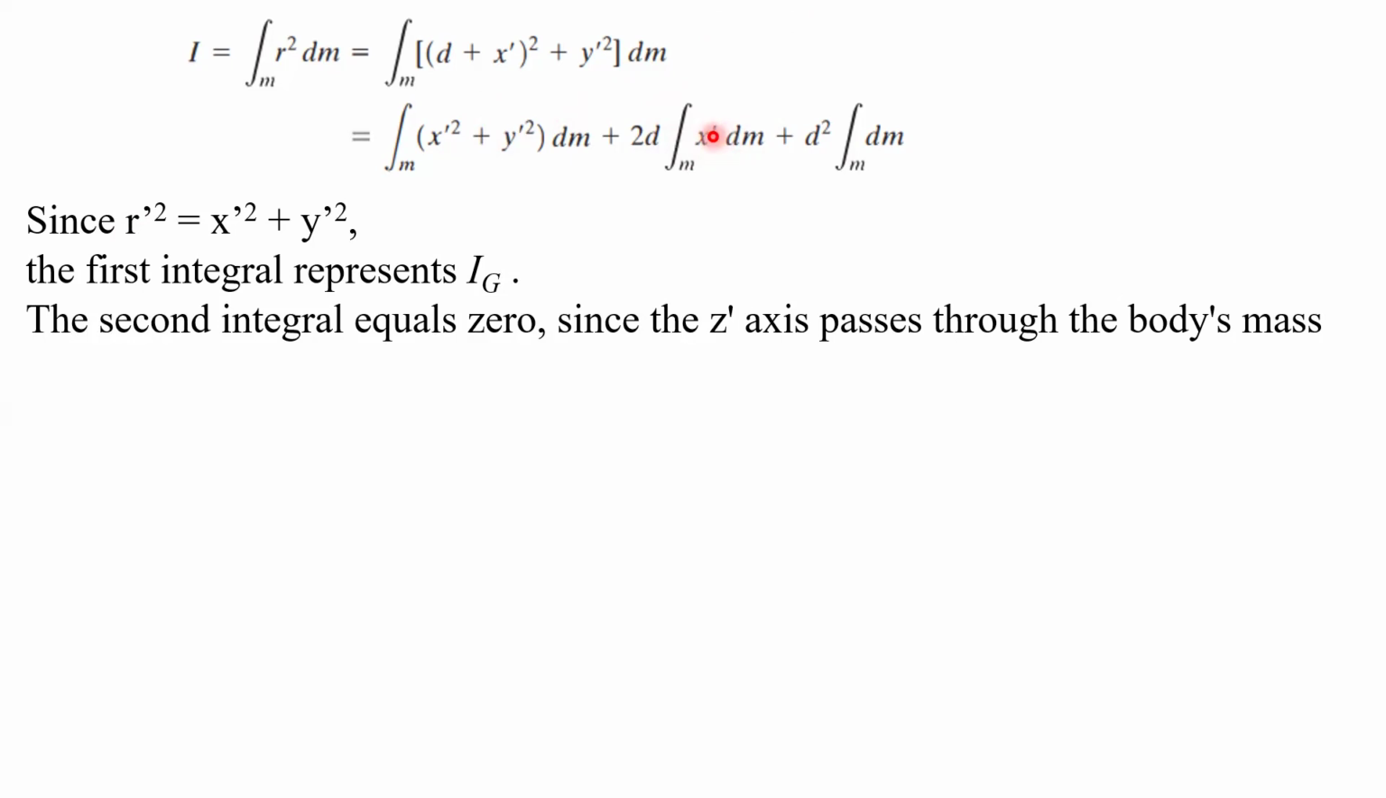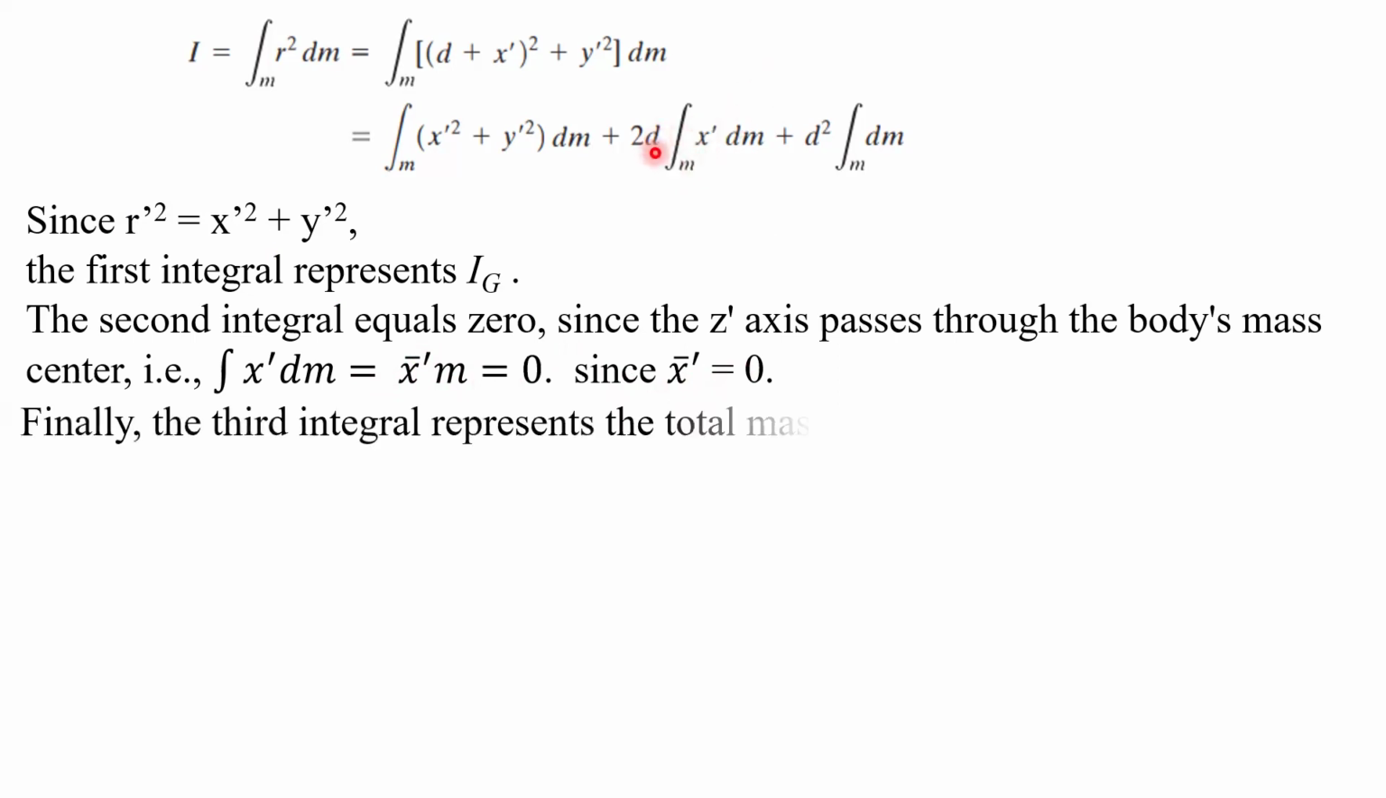Since the z prime axis passes through the body's mass center, the integral x prime dm is equal to x bar m, because that's the center of mass, which is equal to 0. And then this one, 0 times 2d, will give you 0. So finally, the third integral represents the total mass of the body. Integral dm is mass, then times d squared.